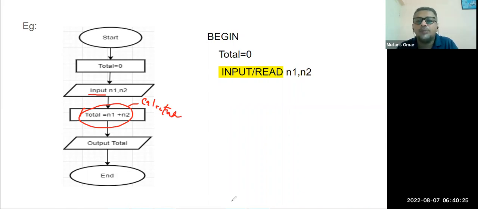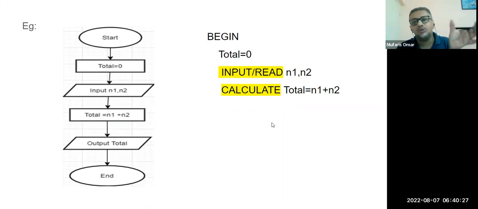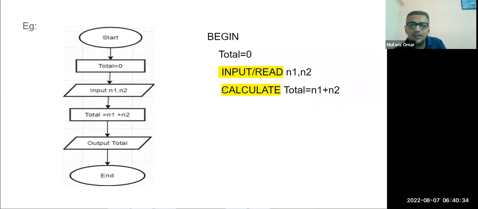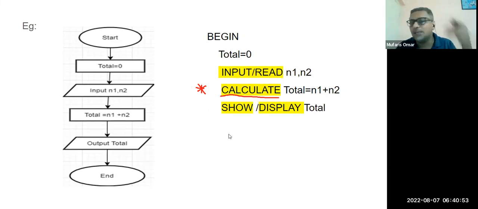So how do you write the process of the calculation? You use the keyword calculate, and you write total, N1 plus N2, but later we won't use this much, so you can omit it. Let's write it now. Calculate it. Now output, the next step, following the flow chart. Show, or you can say display. You could go back to the notes and see. To display, use the word show.